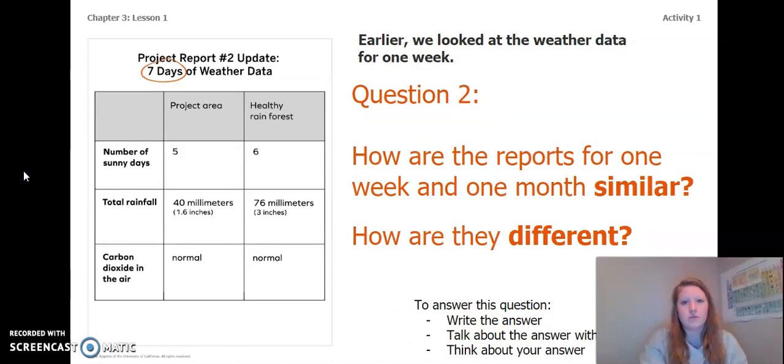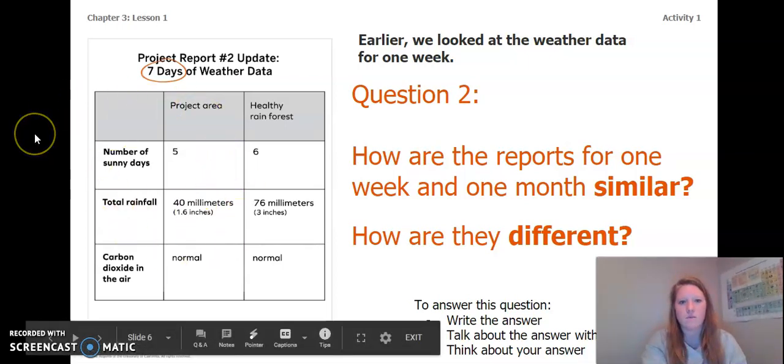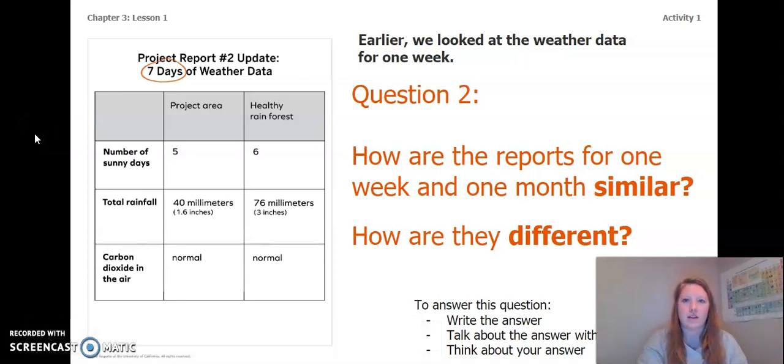Earlier in Chapter 2, we looked at the weather data for 1 week. So remember, the table we just looked at was for 1 month. This table is for 1 week. How are the reports for 1 week and 1 month similar, and how are they different?